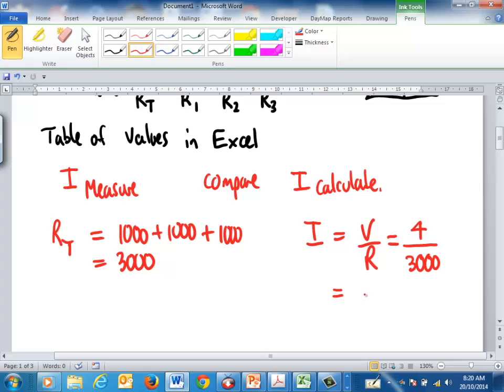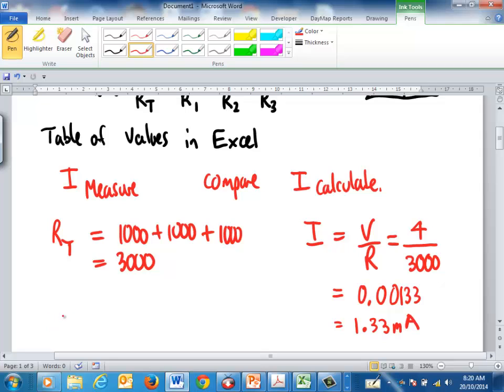0.0133. So if you times that by 1,000, that will get you to milliamps. So that is actually equal to 1.33 milliamps. Now, by now you should know how to do fractions.